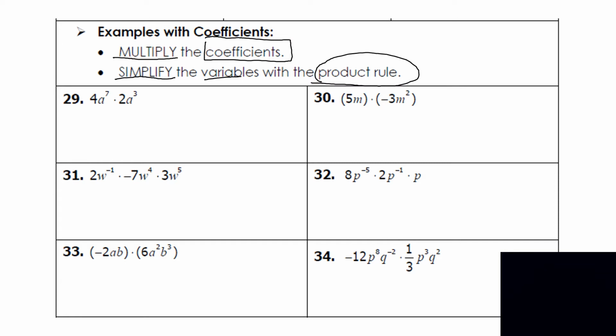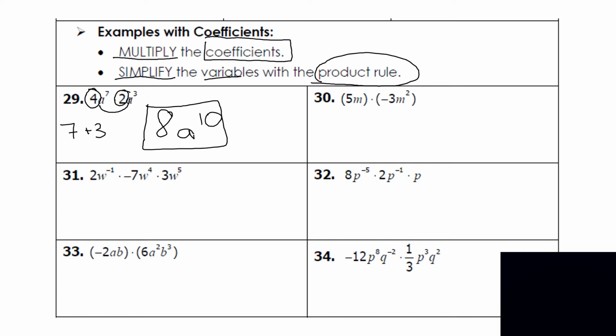Alright, so let's look at 29. I want to multiply the coefficients. So first thing I'm going to do is multiply 4 and 2. So 4 times 2 is 8. And then I'm going to simplify the variables. So a to the 7th, a cubed with the product rule. With the product rule, that means I add my exponents. So 7 plus 3. So then this becomes a to the 10th. So then your final answer would be 8a to the 10th power.